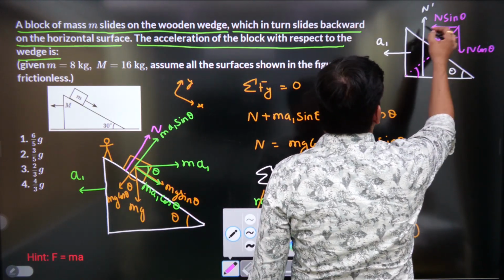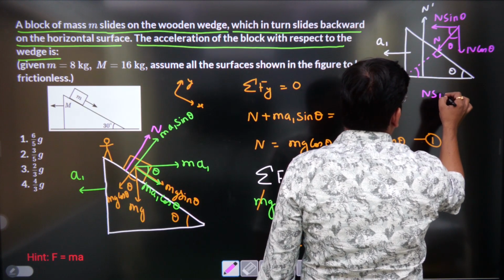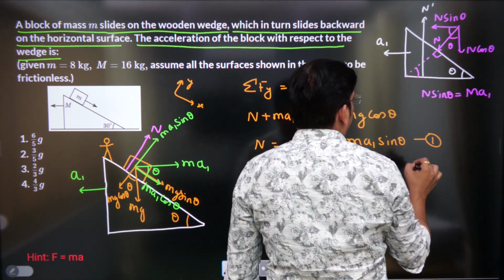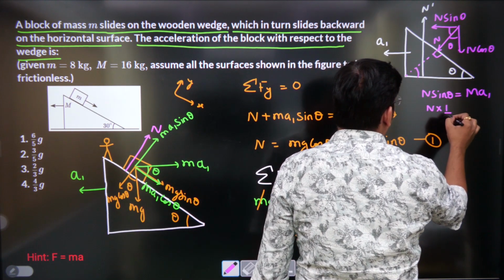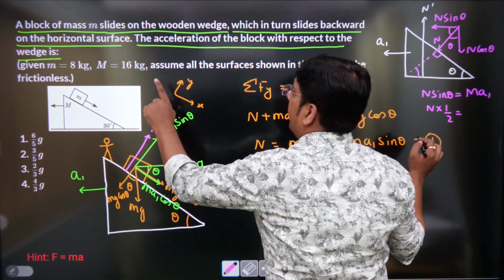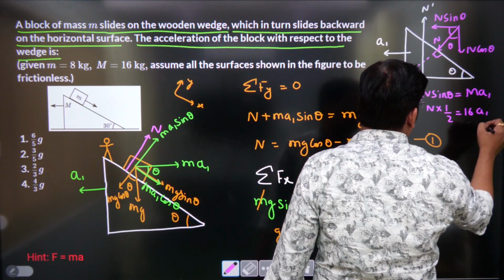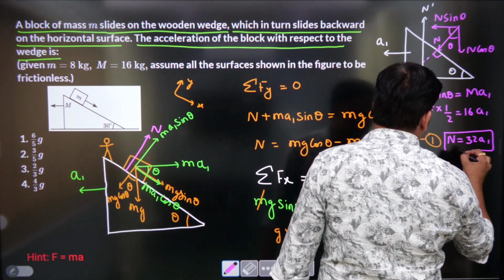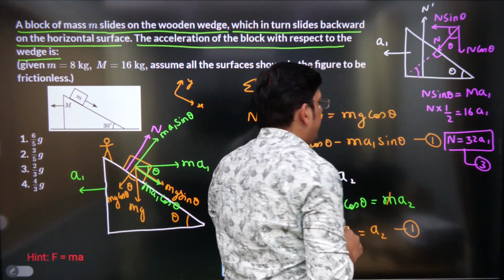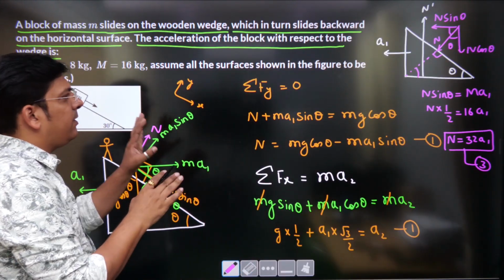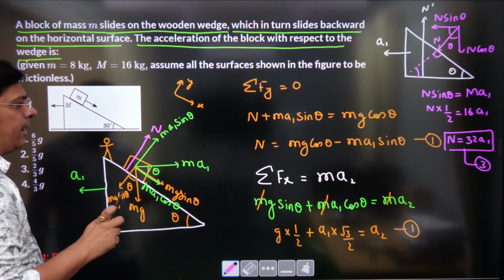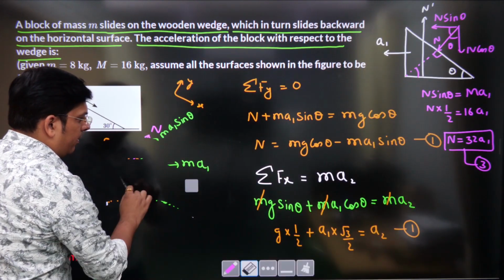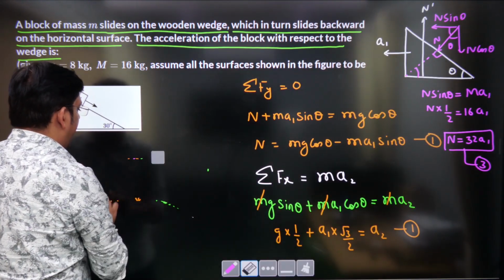Now you know that n sin theta is going to provide the horizontal force here. M a1 would be the case here. Now sin theta is 1 by 2, theta is 30 degree. Mass of the wedge is 16 kg, acceleration is a1. So I'm getting the value of normal reaction from here as 32 a1. So this would be another equation for us. Now I'm in a situation to erase the free body diagram here, and definitely we would put the values, and the aim is to find the value of a2 here.